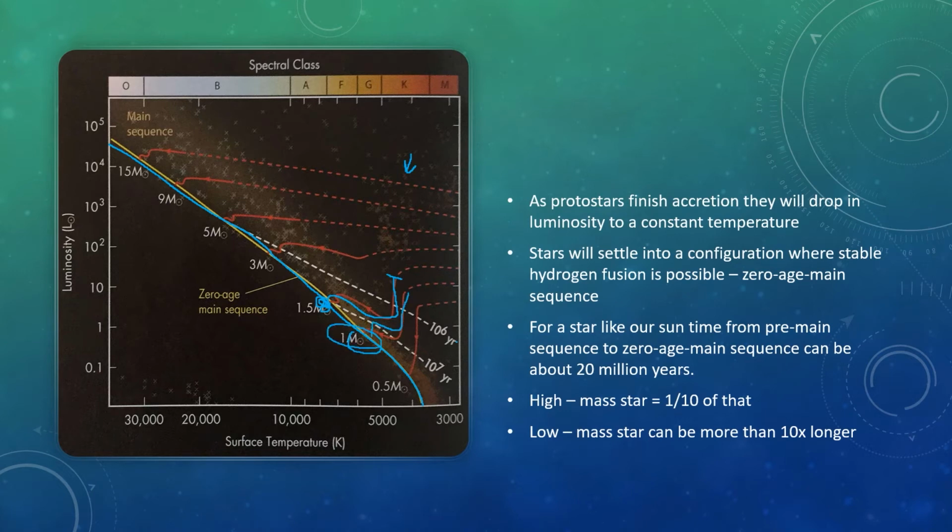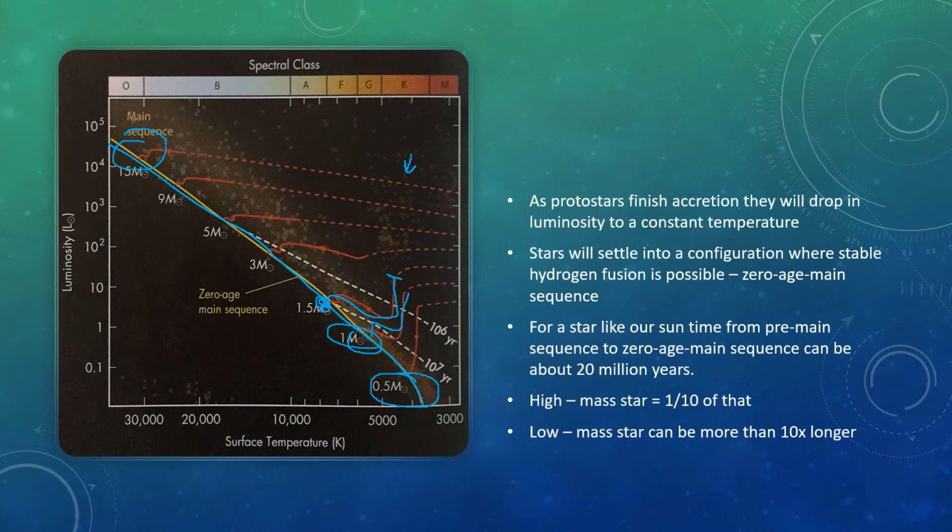Stars will settle into a configuration where it is hot enough in its core to conduct hydrogen fusion stably, and this is when we get that zero-age main sequence line. This is when the star finally settles into stable hydrogen fusion. For a star like our sun, the pre-main sequence stage will take about 20 million years, but for a high-mass star, it's going to be about 1/10 of that, and for a low-mass star, it may be as much as 10 times longer. The difference in duration of protostar stage explains why the higher mass stars have already reached the main sequence, while lower mass stars are still in the protostar stage.